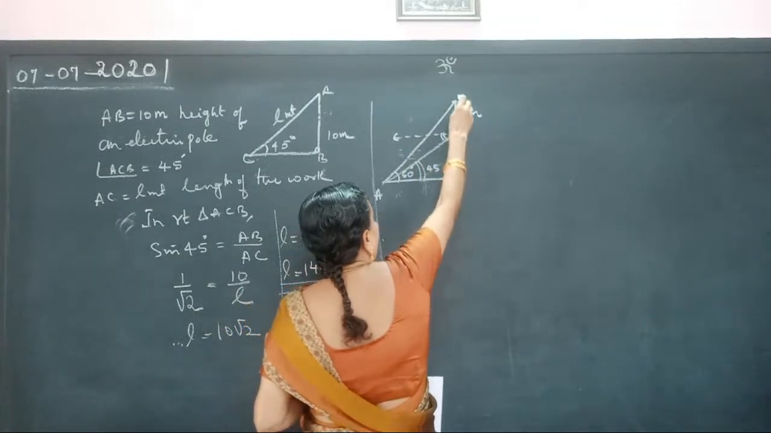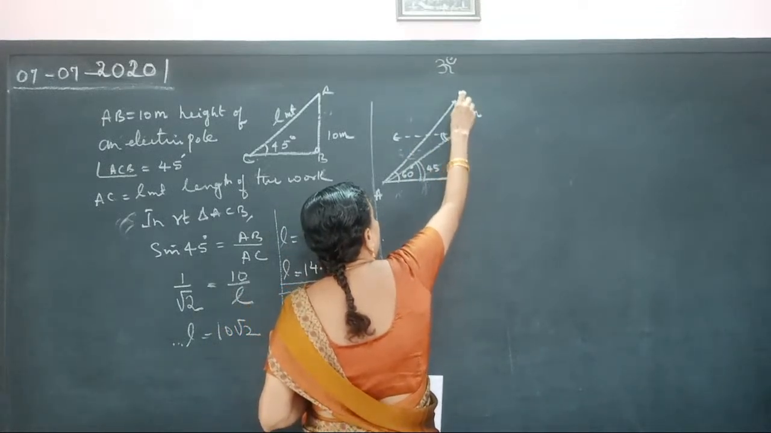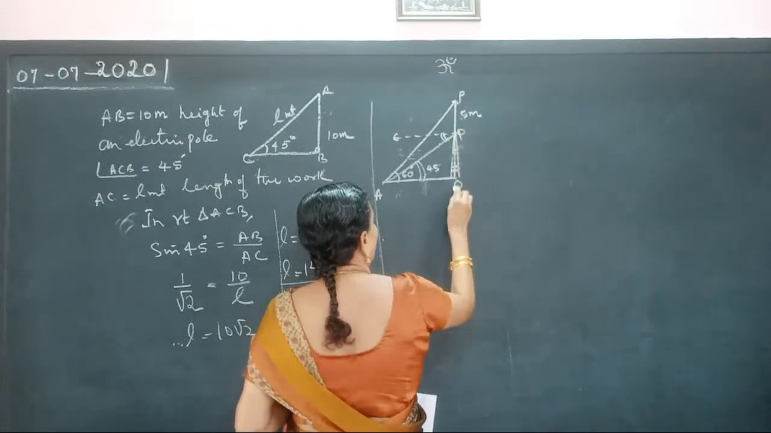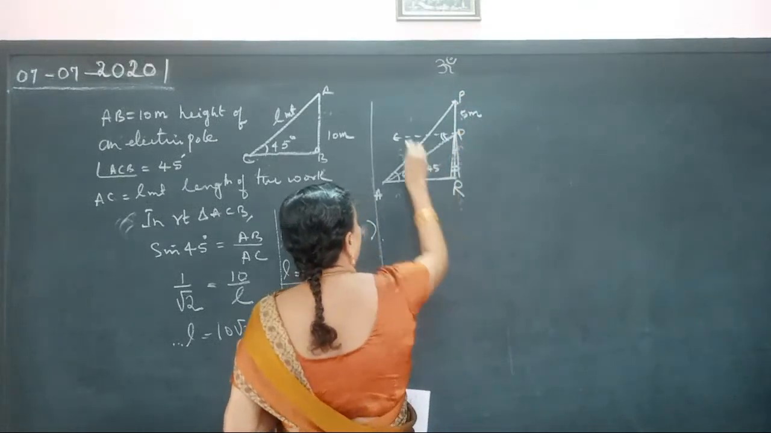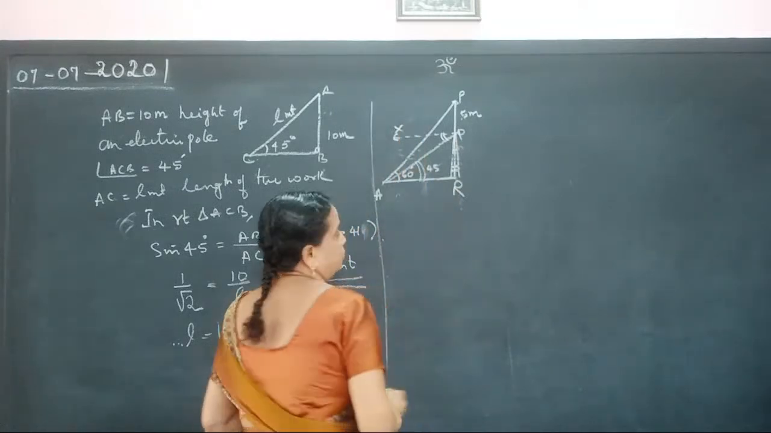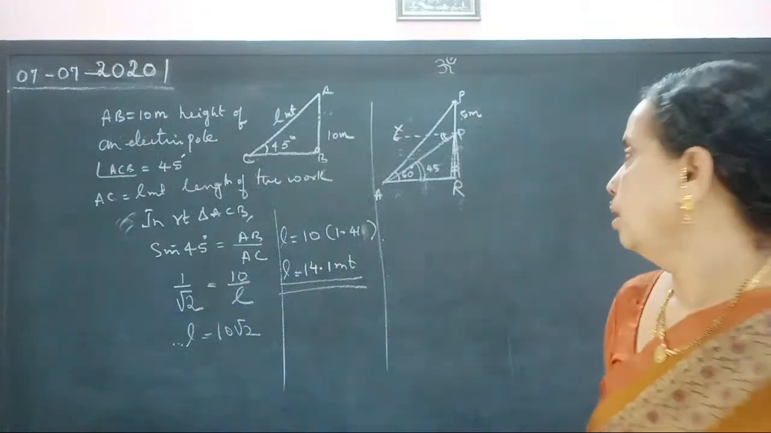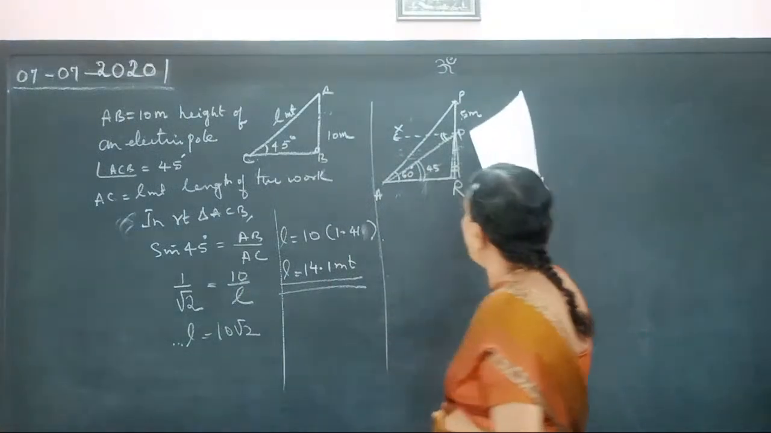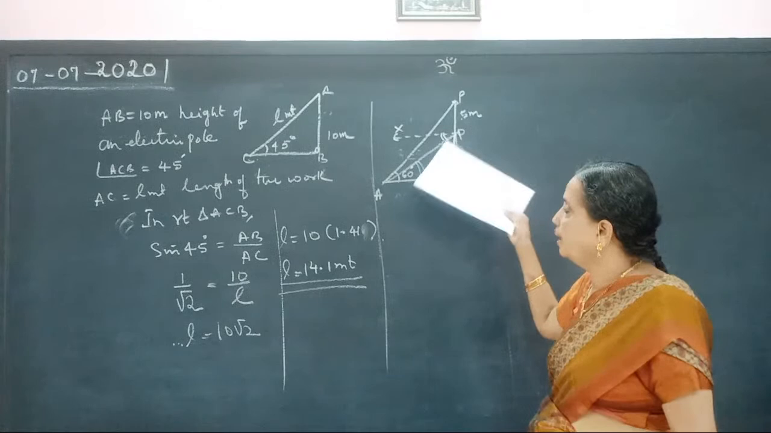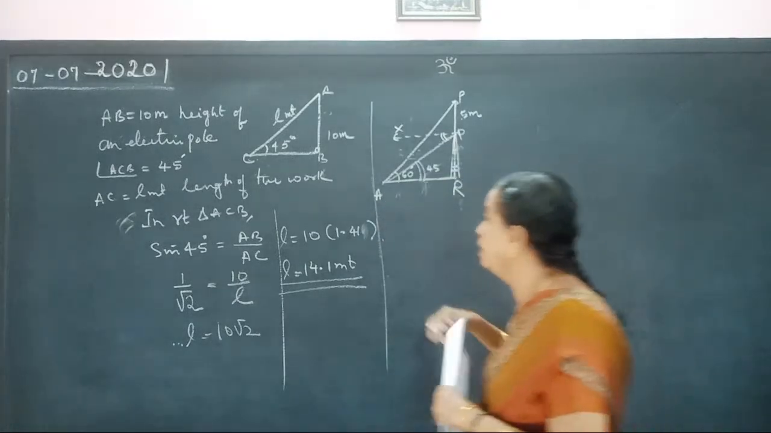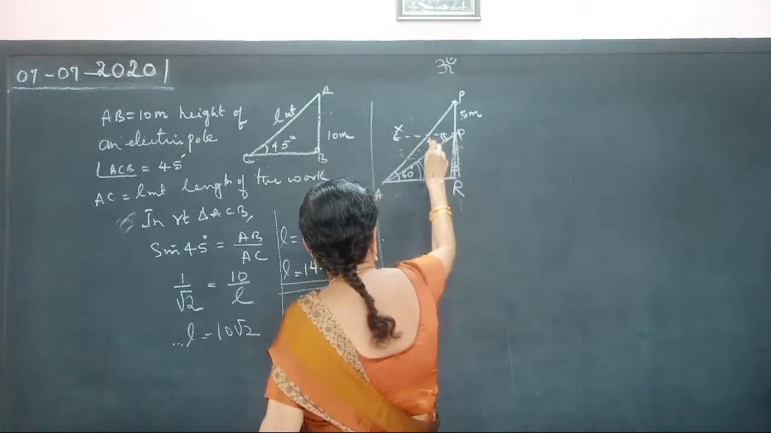A, you will take it as P, Q, R, this is X. So here note down the condition. When we see from the top of the tower, the angle of depression of point A is 45 degree. So here comes 45 degree.